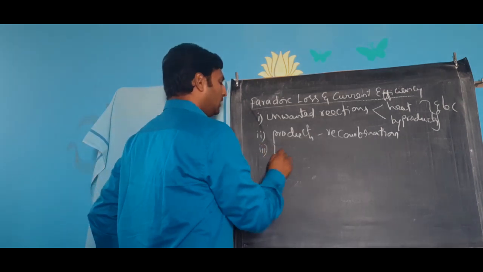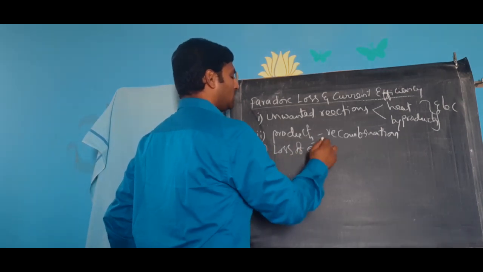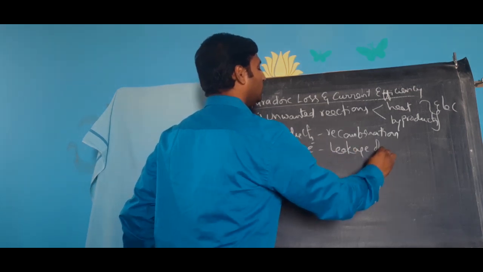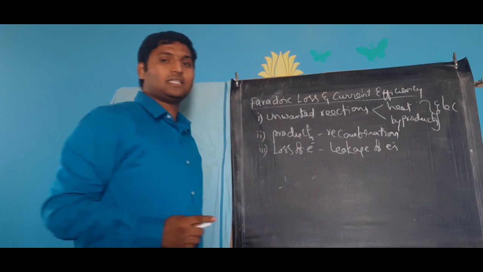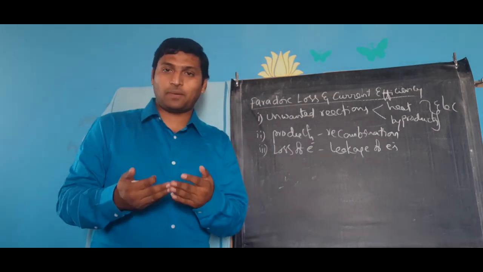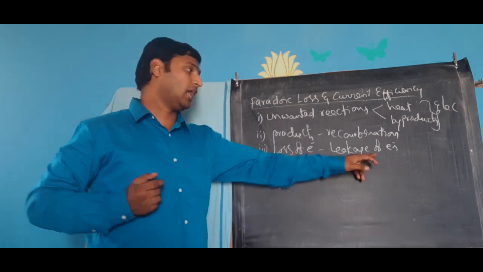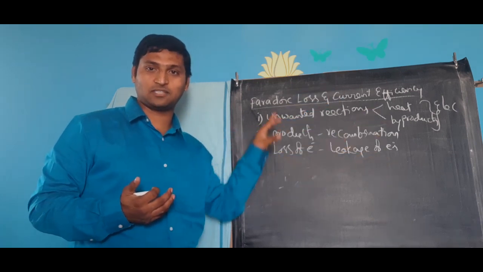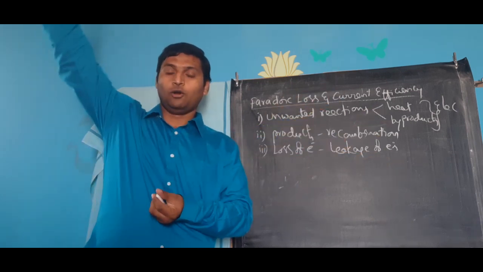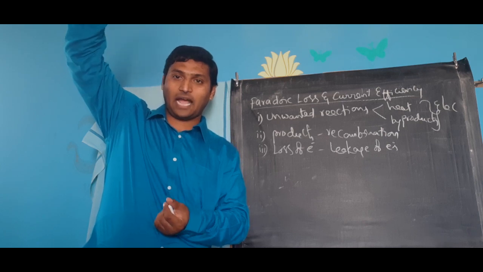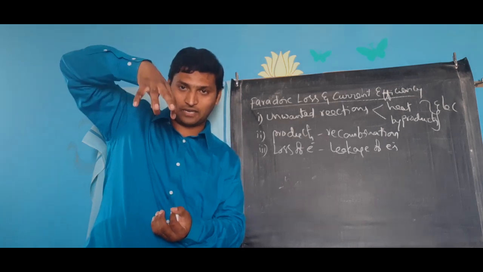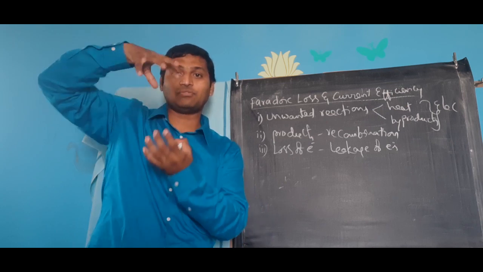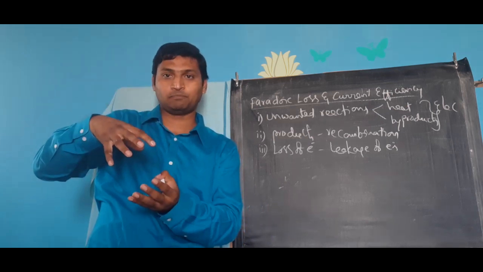Then number three, there could be loss of electrons, or leakage of electrons through membrane. So what is happening? The electricity is being supplied, electrons are being supplied, but all of them are not being put into use. Because of all these aspects, what you expect from Faraday is that I supply 1 Faraday of electricity and I expect equivalent mass of substance to be deposited. That is expected from Faraday's law.